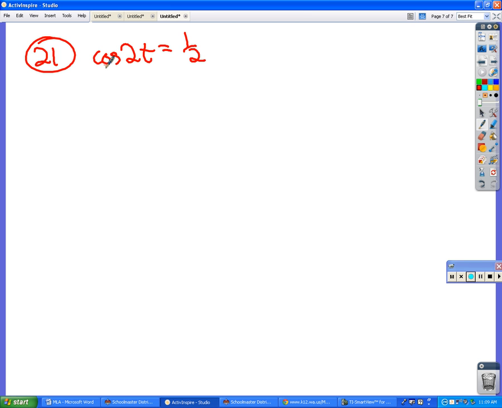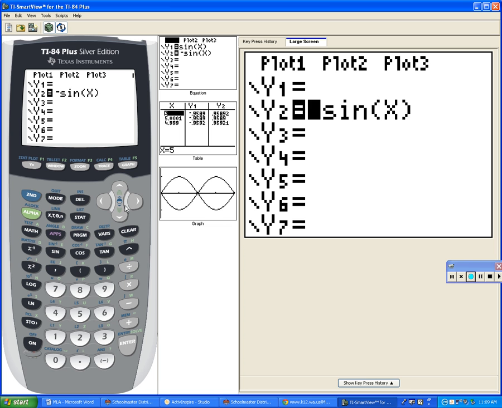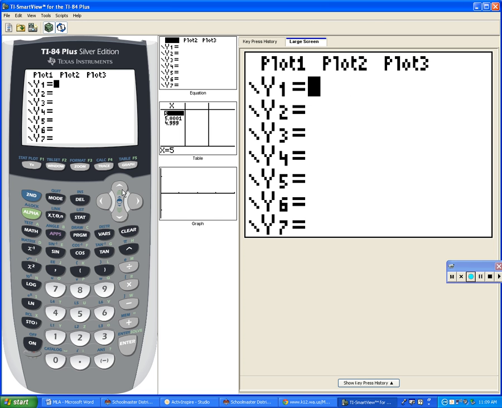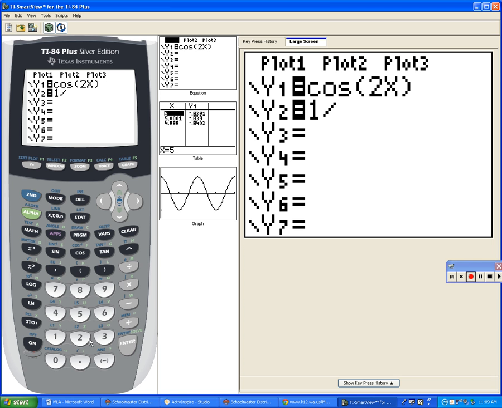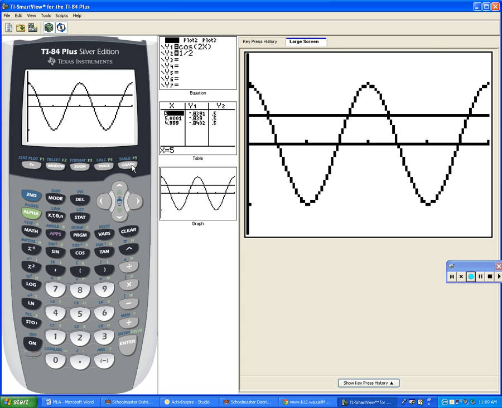All right, so what we're going to do is cheat here. It says we want the cosine of 2t to equal 1/2. So I'm going to hit y equals, clear out whatever's in there already, and type in the left side of the equation, which is cosine of 2x, same thing. And I'm going to type in the right side of the equation, which is 1/2. Then if I hit the graph button, what am I looking for on the graph? Where are my solutions? Where they intersect. The problem is the scale of your graph.